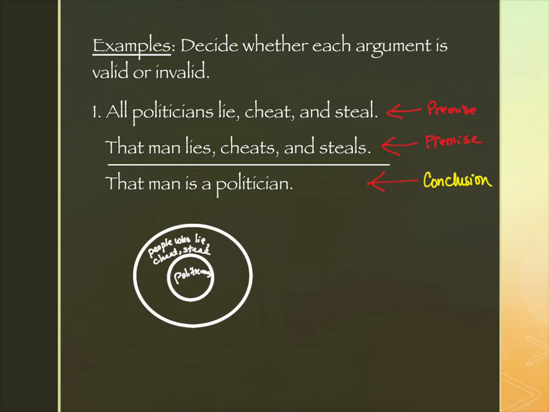Okay, Jack, it says Jack lies, cheats, and steals, or that man lies, cheats, and steals. Well, the question is, where could that man go in this diagram and it fit within the constructs we've already got? Well, that man, I'm going to call him X. So this is our that man, or you can call him Jack.